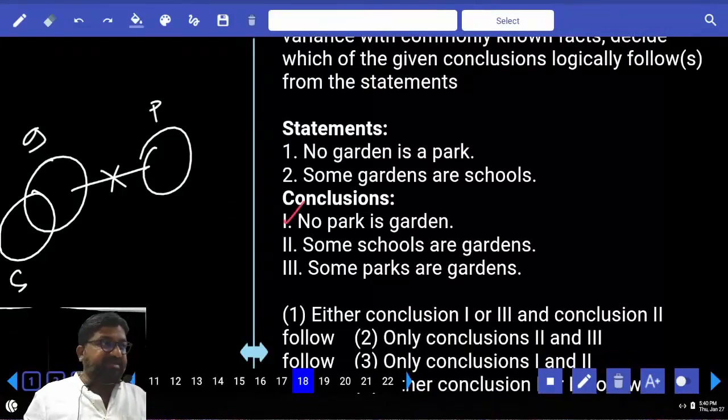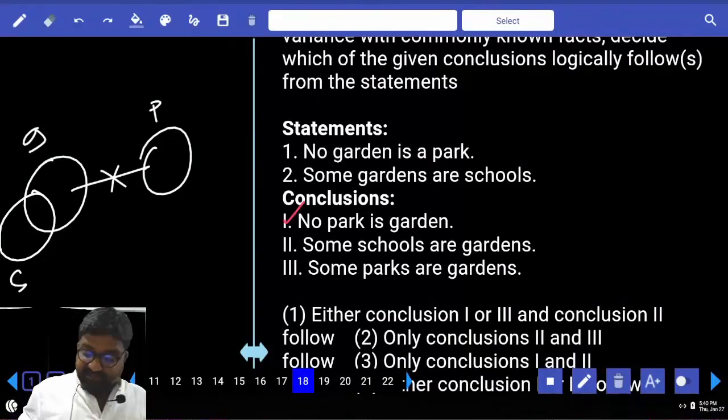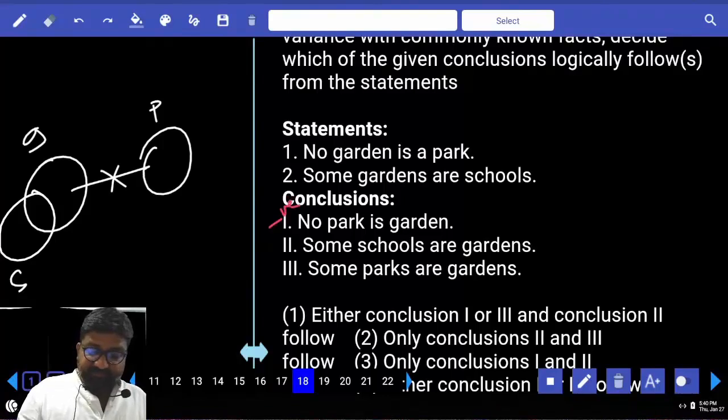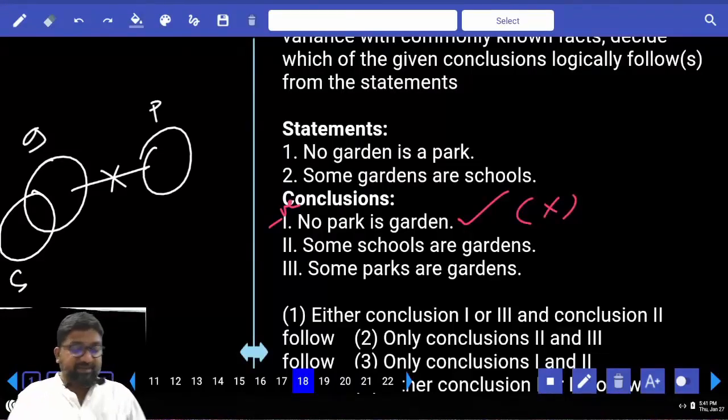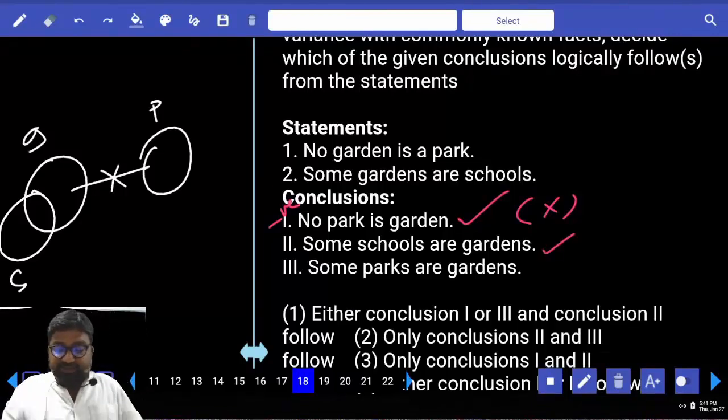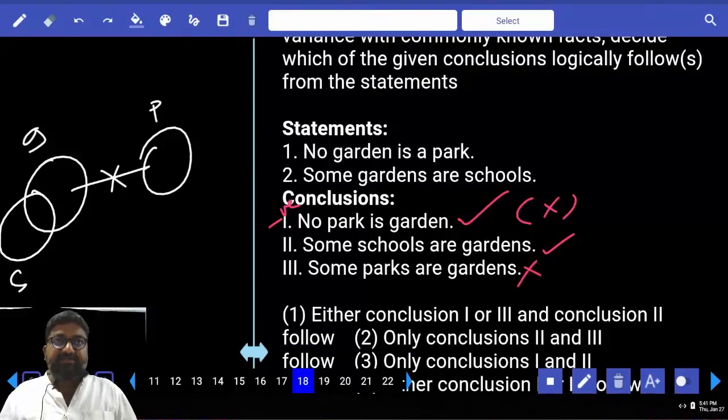Positive or negative? Negative. This is a negative statement. The complementary: some parks are garden. Can park go and touch garden? No. So regular conclusion, right. Some schools are gardens, right or wrong? Right. Third conclusion, some parks are gardens, right or wrong? Wrong. What's your answer? 1 and 2. There is no possibility that your answer can be either or. Impossible. 1 and 2. Is this clear? Yes or no?